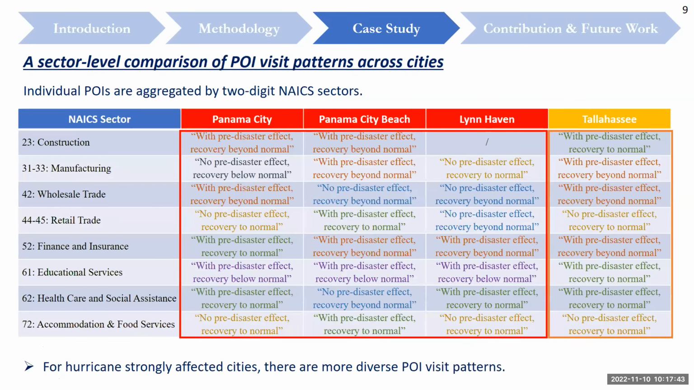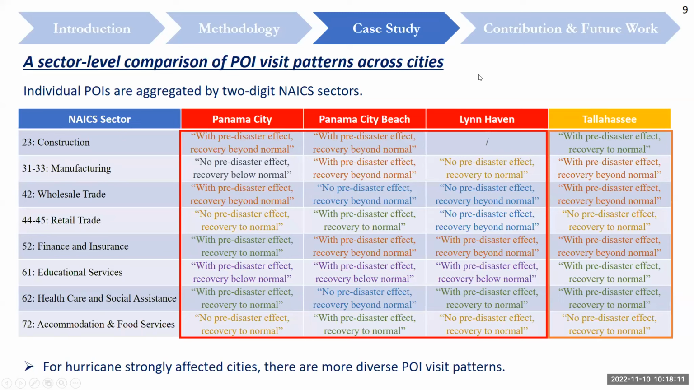And the next step we do is we look at the different sectors. So basically we use the North American Industry Classification System and examine the different sectors related with different functions and needs of community residents, including construction, manufacturing, wholesale trades, retail trades, financial insurance, healthcare, etc. And we capture the different patterns for each city and each sector.